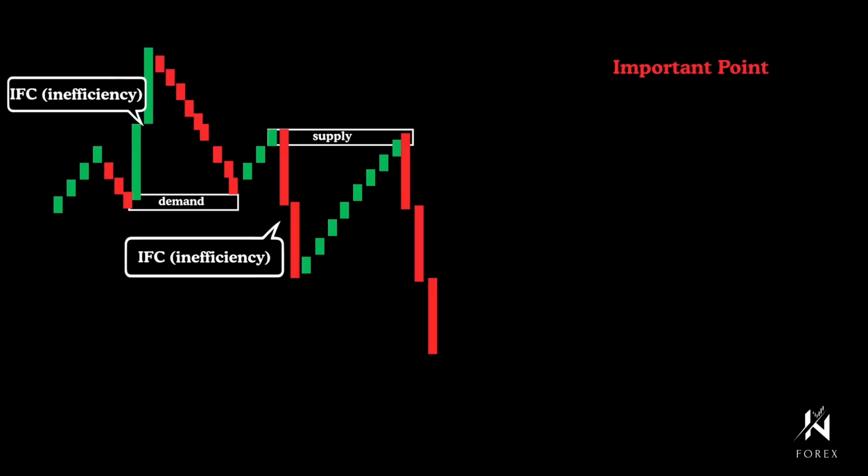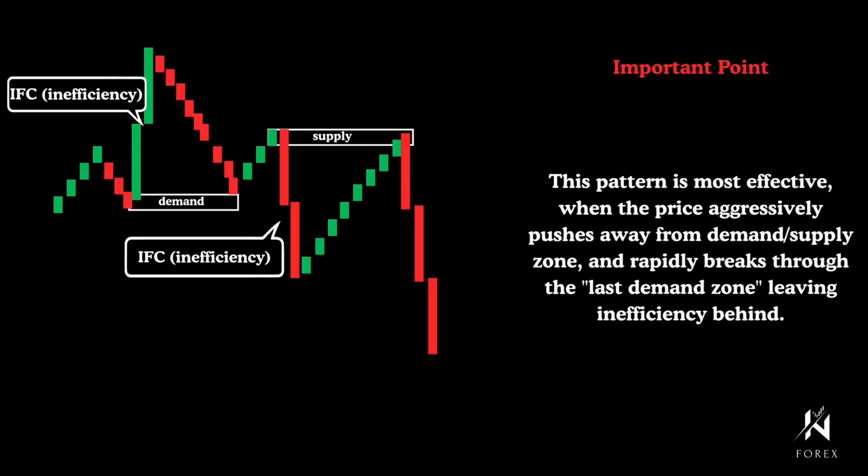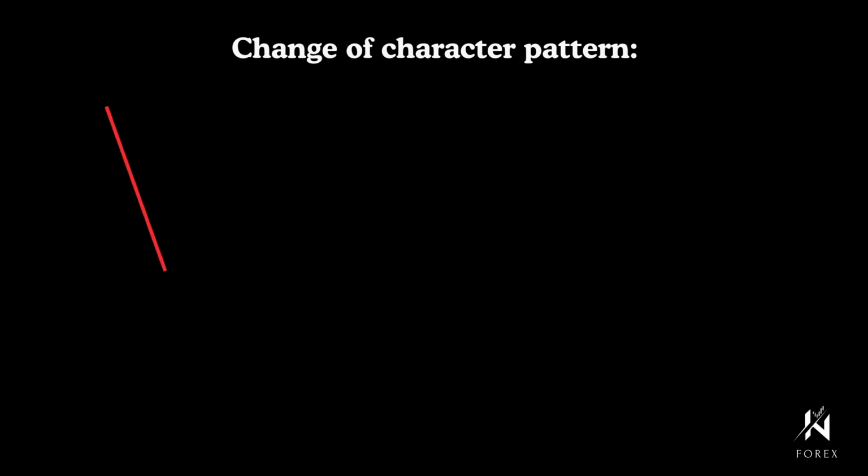Keep in mind, this pattern is most effective when price aggressively rejects demand or supply zones and swiftly breaks through the last demand zone, leaving clear inefficiency behind. Let's move on to the next setup. This one is called the change of character pattern.